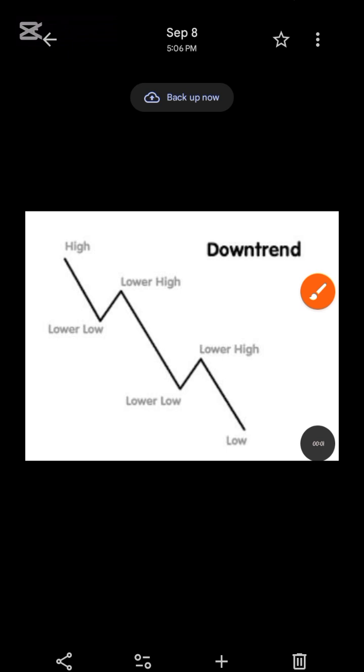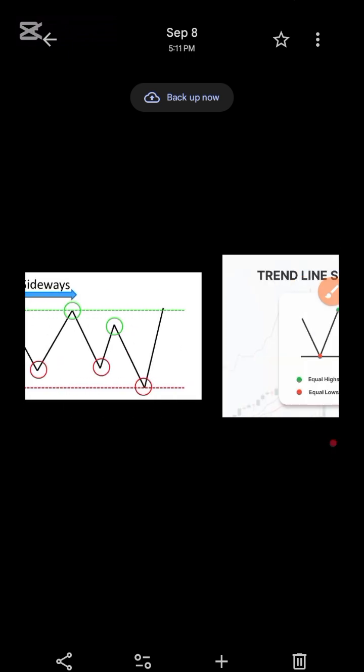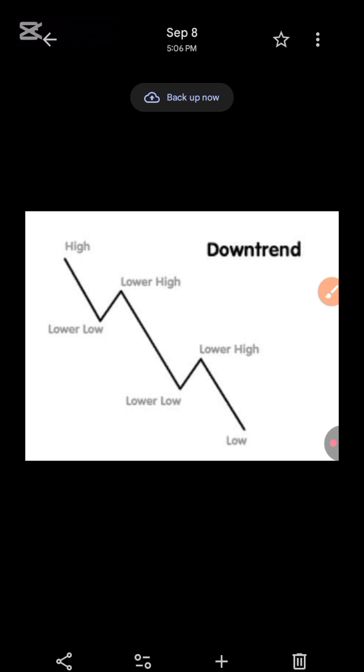Okay, guys. Like I said earlier, there are three types of market trend, which are the downtrend, the uptrend, and the sideways trend. So, as a crypto trader, you want to analyze the market, whether you're trading forex or crypto, technical analysis is very important. And one of the things you need to understand about technical analysis is understanding the market trend.